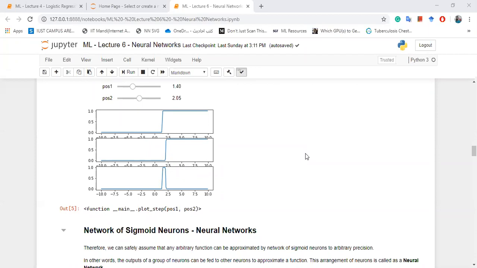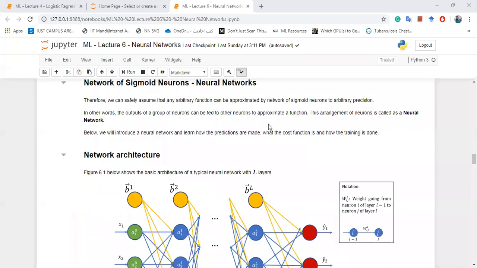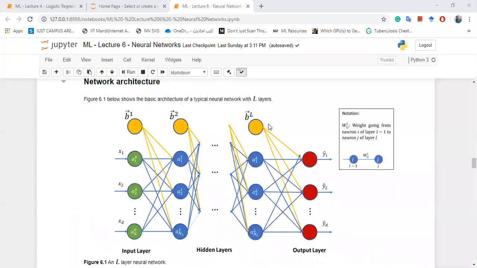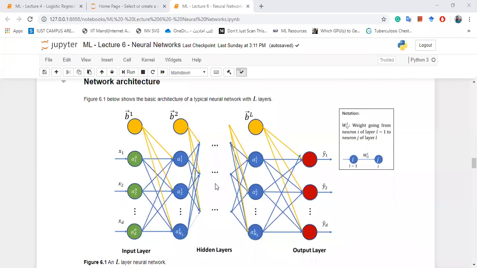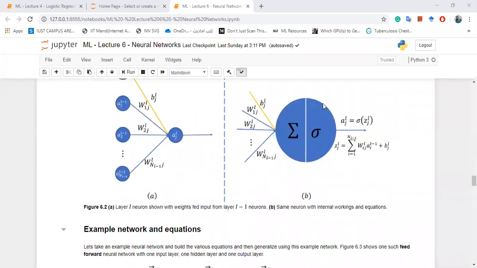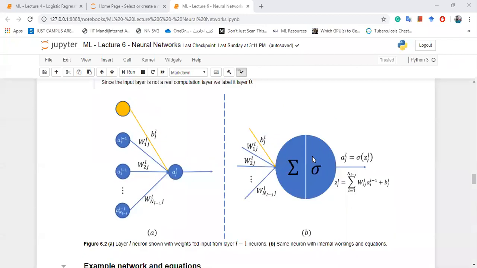And these networks of sigmoid neurons are called neural networks. So let's take a look at a general neural network and understand the various terminology associated with it. Here you can see I have drawn a general neural network which has 3 types of layers in it. These blue neurons here, each of these is a sigmoid neuron, and as I said already, each sigmoid neuron, let me show you, this is one sigmoid neuron. We have seen it already in the logistic regression itself.